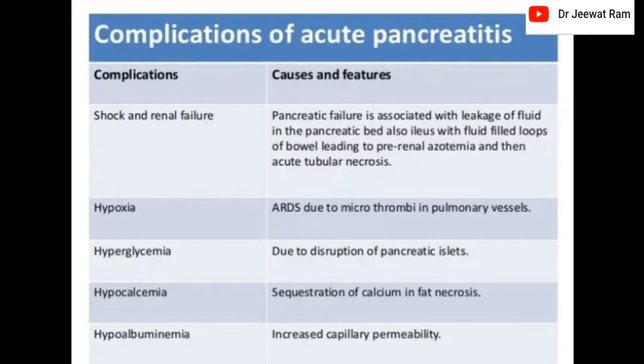Complications of acute pancreatitis. Shock and renal failure: pancreatic failure is associated with leakage of fluid in the pancreatic bed, also with fluid-filled loops of bowel, leading to pre-renal azotemia and then acute tubular necrosis. Hypoxia, ARDS due to microthrombi in pulmonary vessels. Hyperglycemia due to disruption of pancreatic islets. Hypocalcemia, sequestration of calcium in fat necrosis.